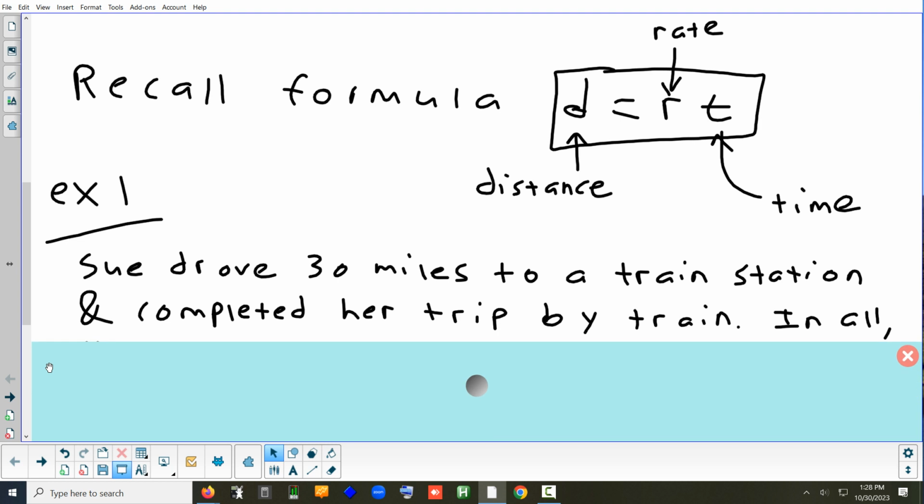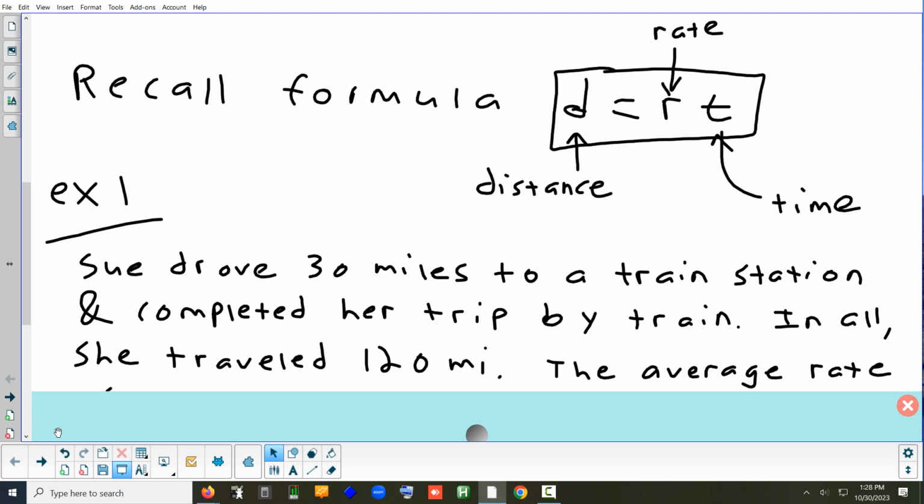All right, so here is our problem. It says Sue drove 30 miles to a train station. When she got to the train station, she got on the train and went the rest of the way by train. So she had to drive 30 miles to get to the train station, but altogether, she traveled 120 miles. Okay, so that's all we know about the distances.